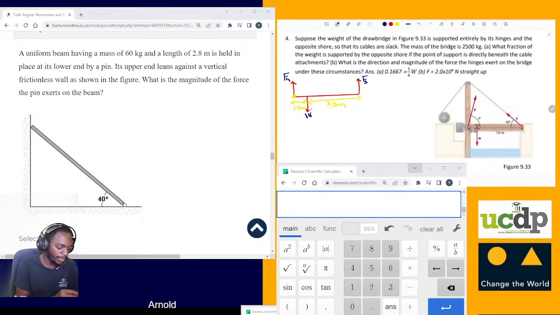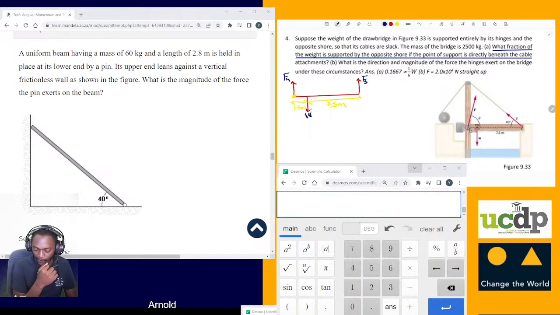So let's understand the question. What fraction of the weight is supported by the opposite shore? So what are we looking for?